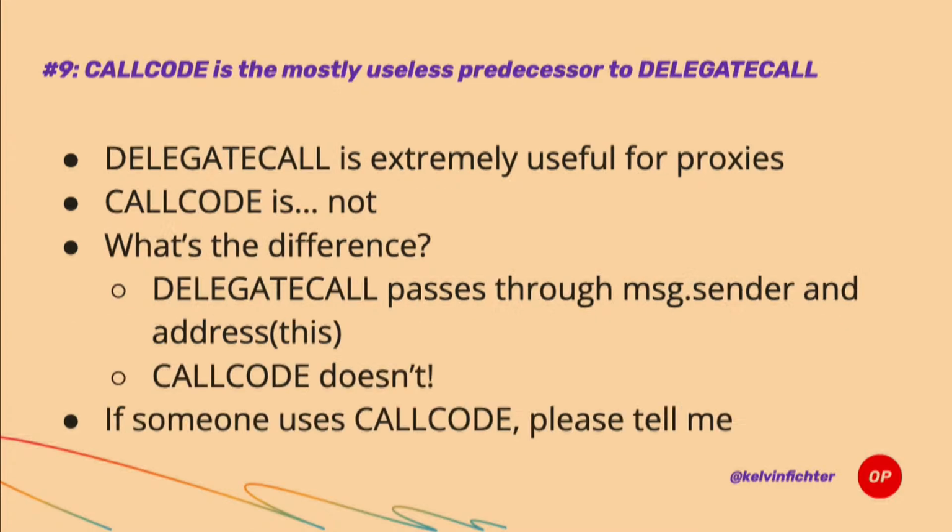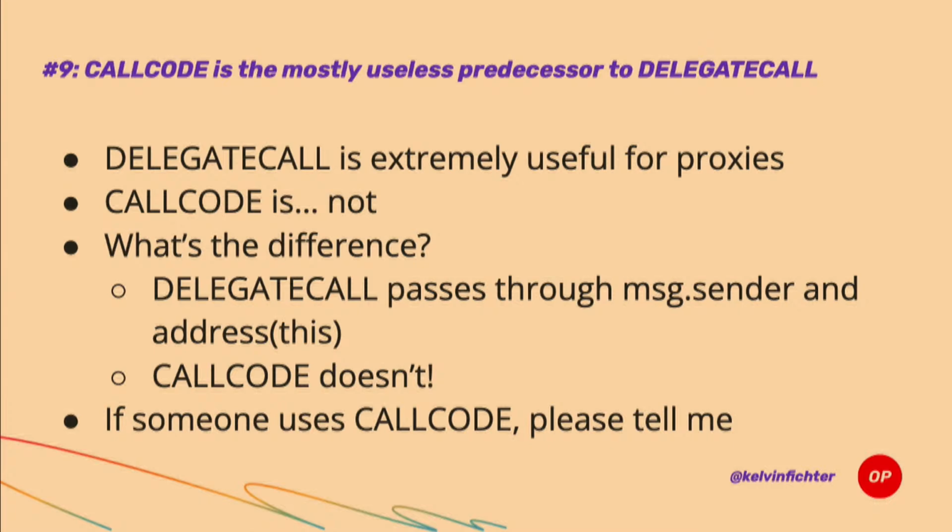OK, CALLCODE. I want to see someone actually find a use for CALLCODE. CALLCODE is basically really useless. It's like the original version of DELEGATECALL, except they got it wrong. DELEGATECALL, if you aren't familiar, is really useful for proxies. What it does is it allows you to run the code of another contract, but you still maintain the message sender and the value and all that stuff, so it allows you to do a proxy.